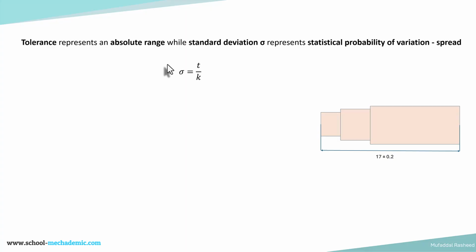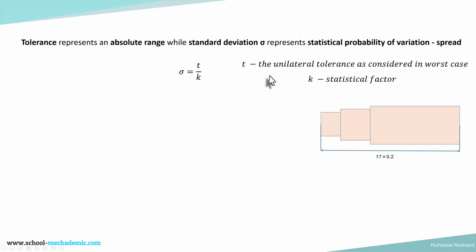And the relation between tolerance and standard deviation is given by sigma is equal to T by K, where T is the unilateral tolerance as considered in the worst case, which over here is nothing but 0.2, and K is the statistical factor. This statistical factor is 3 for a plus or minus 3 sigma process, and it is 1 for a plus or minus 1 sigma process. So if you are considering a process to be plus or minus 3 sigma, then K is equal to 3. And then we can calculate the tolerance based on the standard deviation, or based on the tolerance you can calculate the standard deviation, either way around.